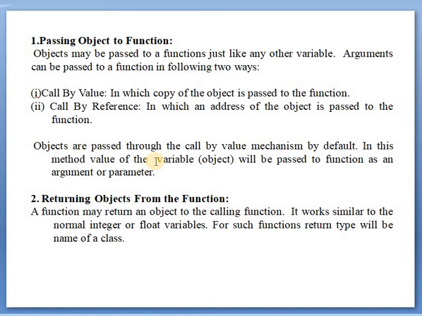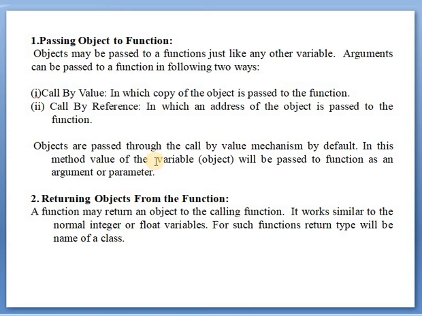In the first case, call by value, if we make any changes to the object, it will not affect the actual object. But in call by reference, if we change the passed object, it will affect the actual object. Objects are passed through the call by value mechanism by default. In this method, the value of the variable will be passed to the function as an argument or parameter. So by default, an object is passed by value. So call by value is the default mechanism.